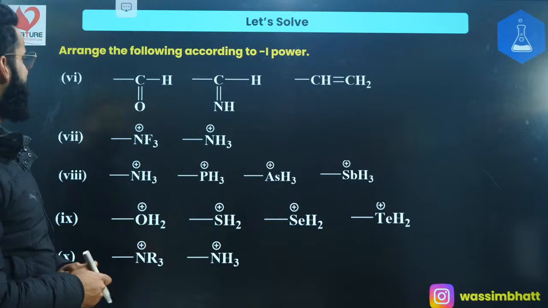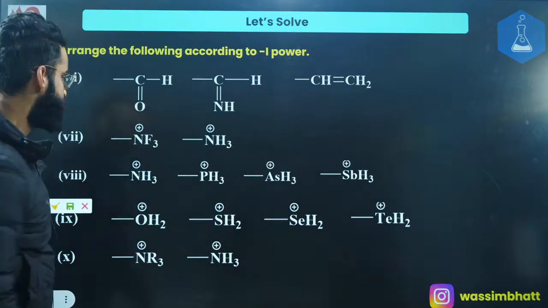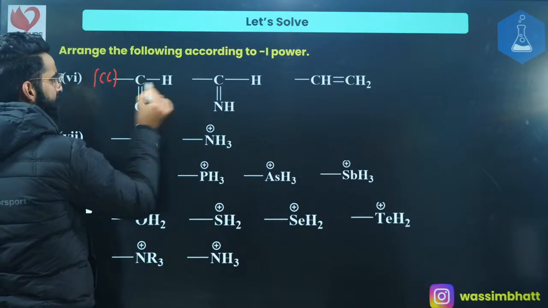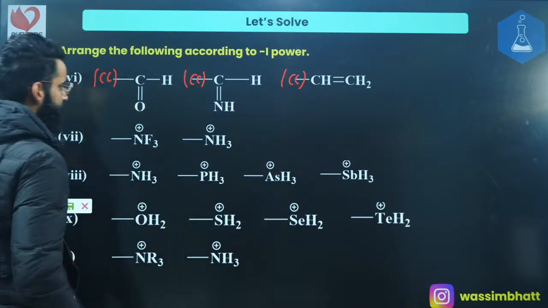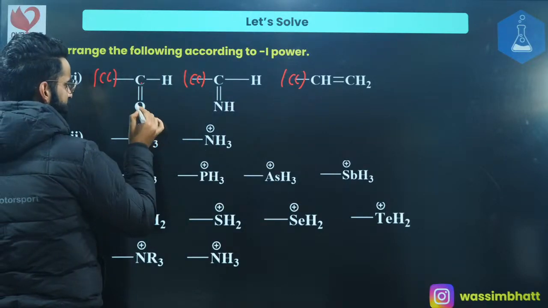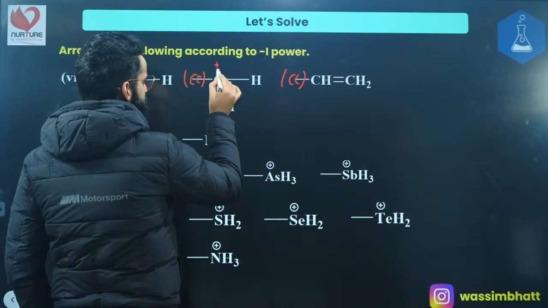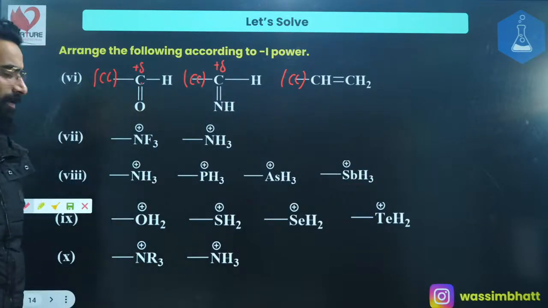Arrange the following in minus I power only. You need to arrange them on the basis of minus I power. See, this is the group attached with the carbon chain. Carbon double bond oxygen: oxygen being electronegative, this carbon is having delta positive. This carbon is attached with nitrogen, so this carbon will have delta positive, right? As simple as that. Now have a look.